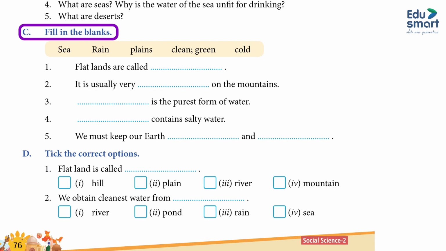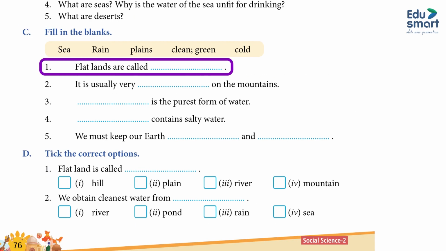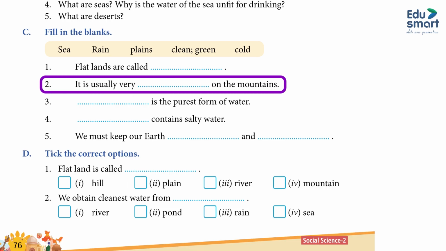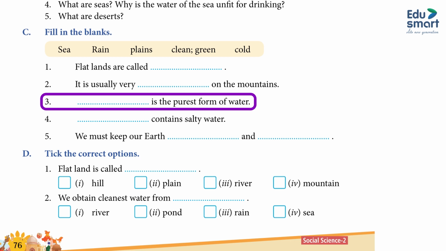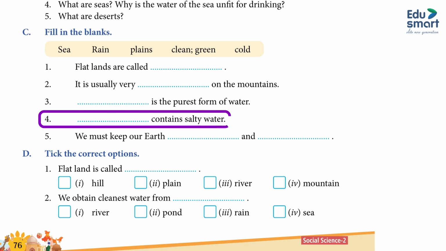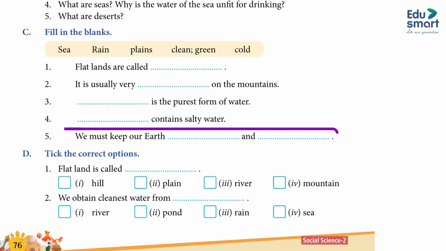C. Fill in the blanks. 1. Flat lands are called dash. 2. It is usually very dash on the mountains. 3. Dash is the purest form of water. 4. Dash contains salty water. 5. We must keep our Earth dash and dash.